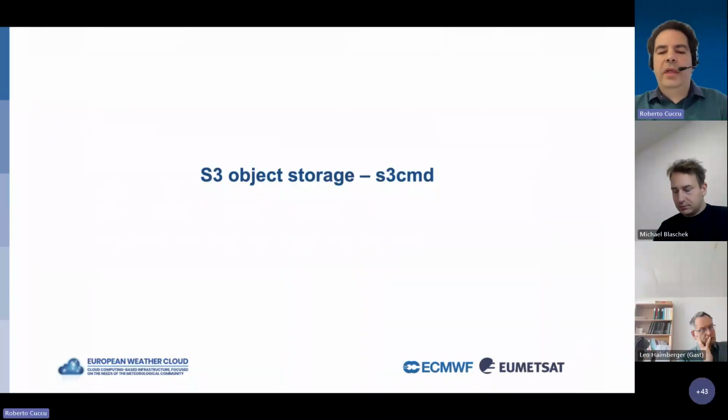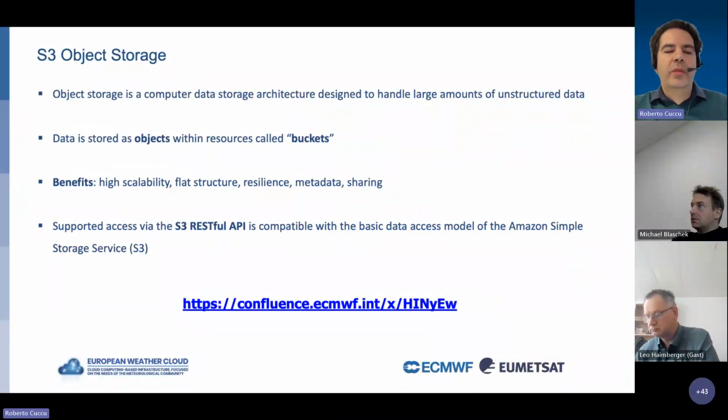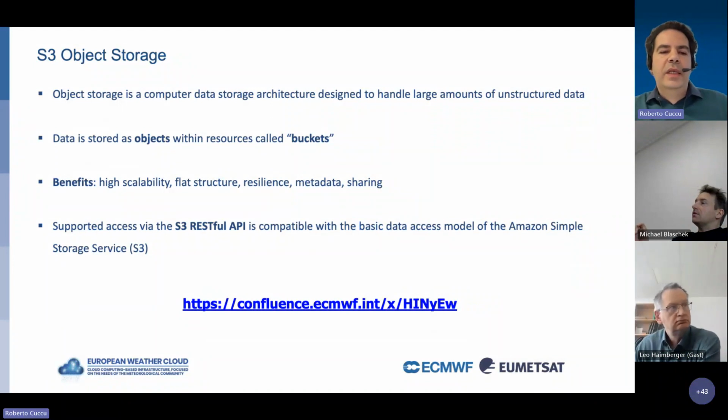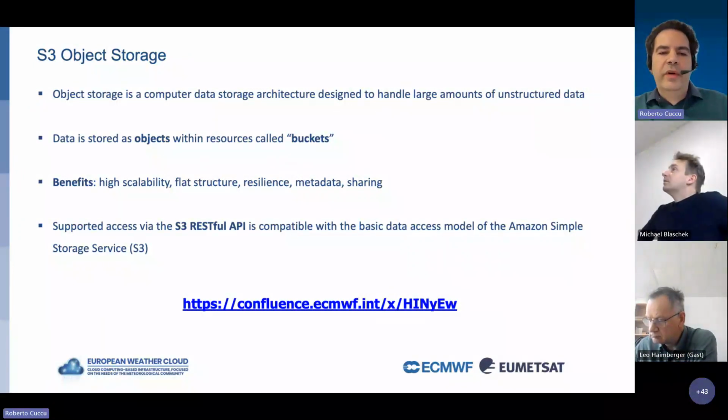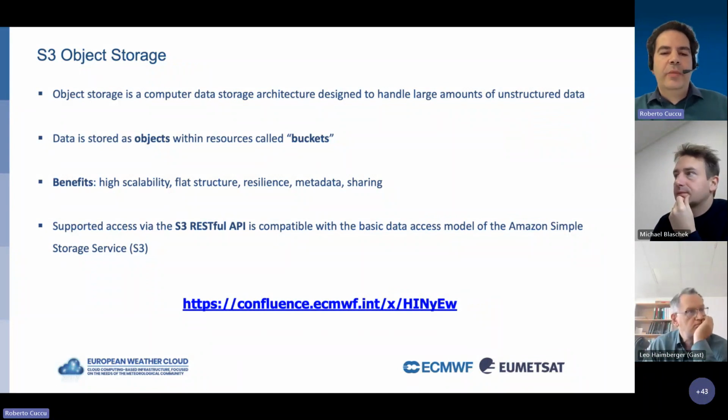So now, having seen this brief example of automation, we can move forward to the S3 object storage. This object storage is another feature provided as part of the EWC environment. Basically, object storage, for who is not yet familiar, is a data storage architecture designed for handling a large amount of files. In this architecture, each piece of data is stored as an object within containers called buckets. That provides several benefits in terms of high scalability.